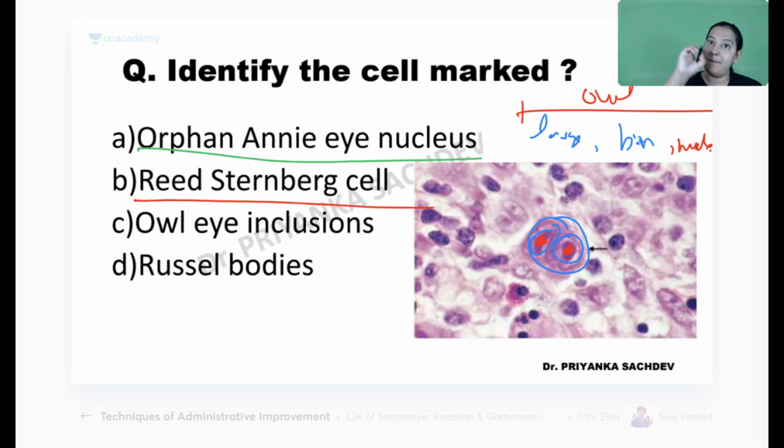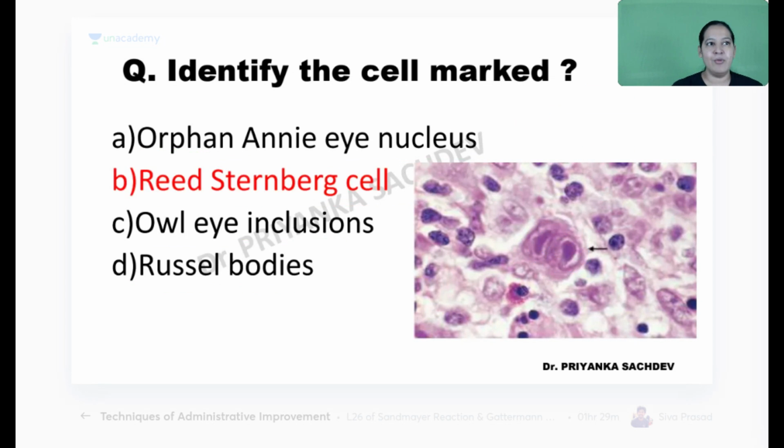Orphan eye nuclei is seen in papillary carcinoma of thyroid, where the nucleus is vesicular, with ground-glass appearance. Here I cannot see that. Owl eye inclusions are seen in cytomegalovirus, so it is not a virus inclusion body. Russell bodies are seen in plasmacytoma. It is not that also. I will show you a diagram of Russell bodies and the other three also. Don't worry. Here the answer is RS cell.